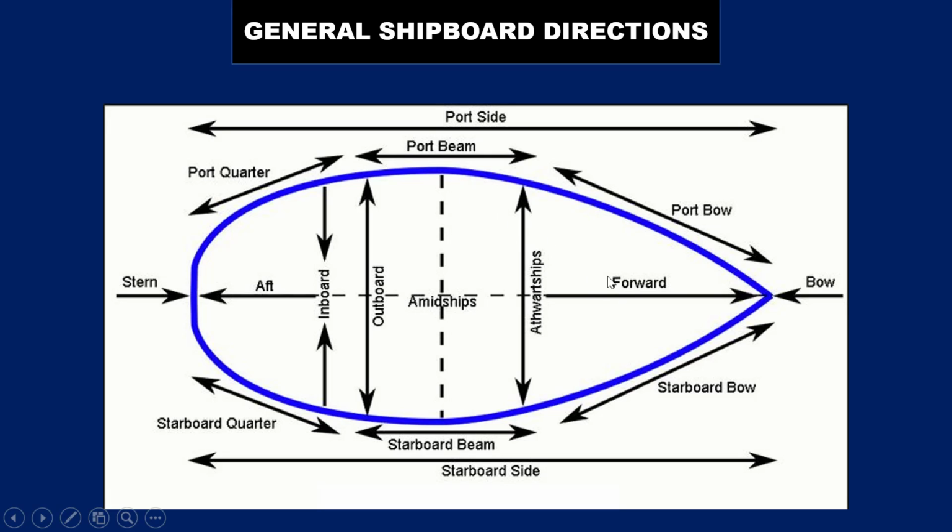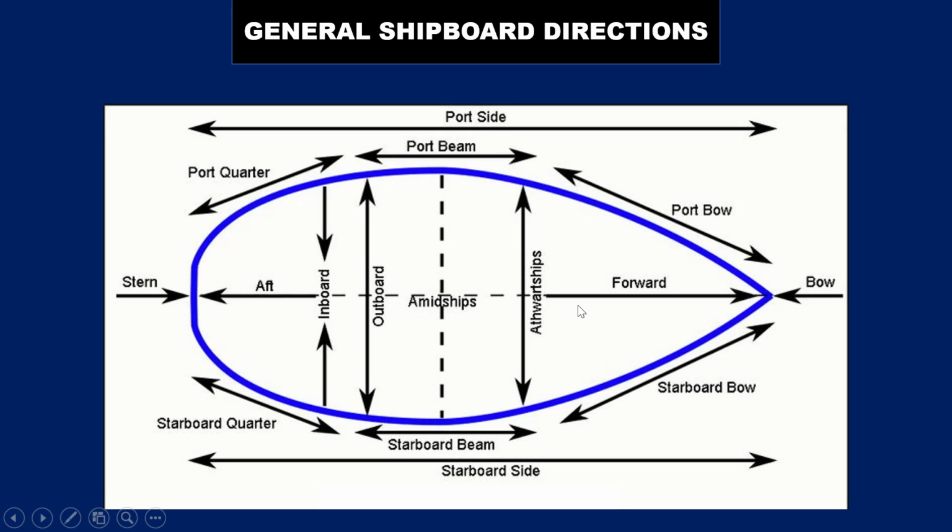So if the wind is blowing from the starboard bow, definitely the ship will drift to the port side. If it is blowing from the port bow, then the ship will drift to the starboard side. And if it is blowing from the starboard beam, then the ship will drift to the port side. The same thing for the port side. If the wind is blowing from the port side, the ship will drift to the starboard side. If the wind is blowing from the stern, the ship will go forward. If it is blowing from the bow, then the ship will go aft.